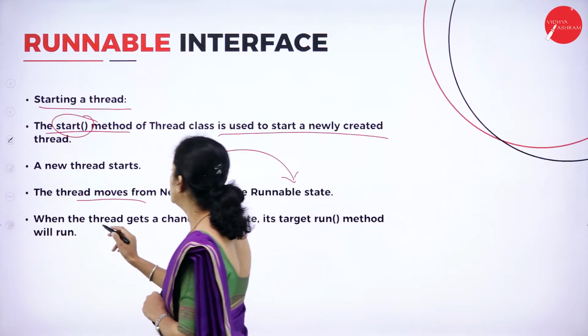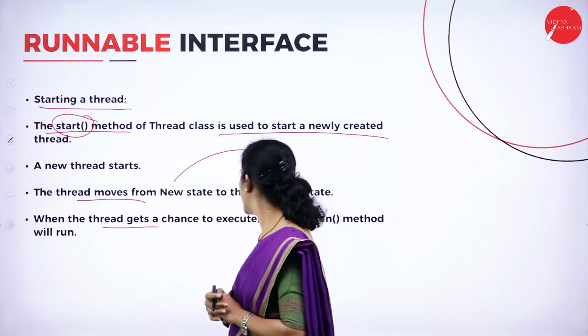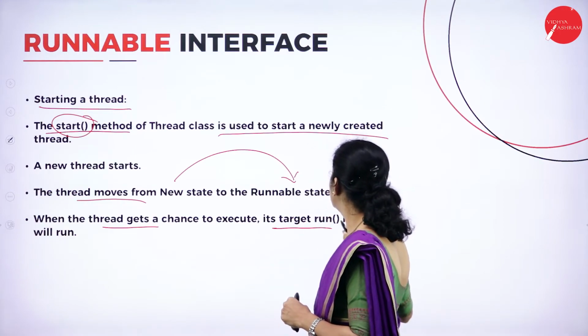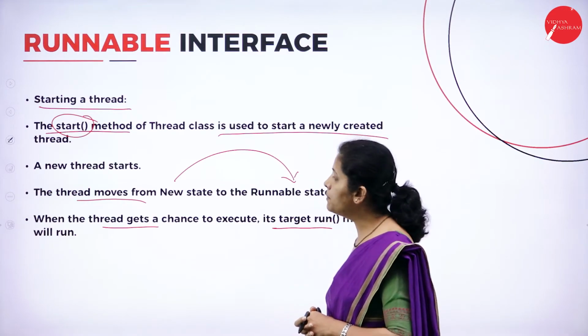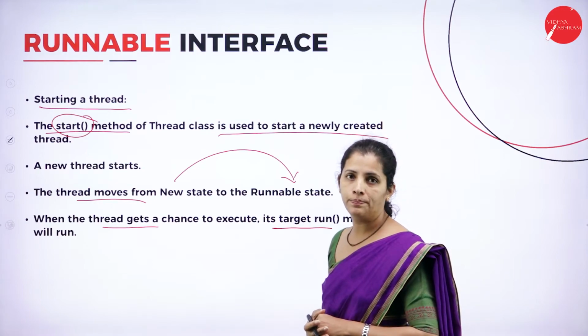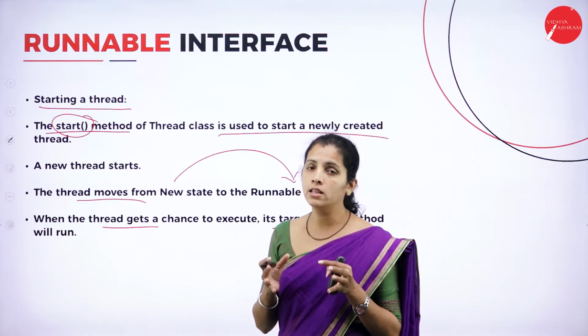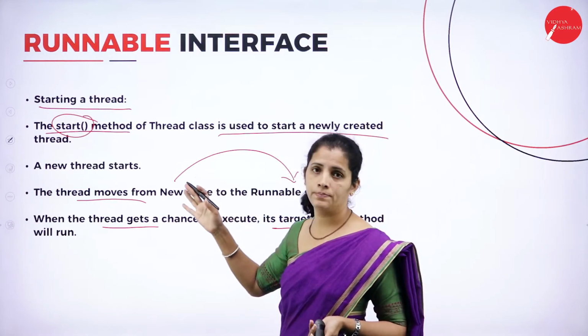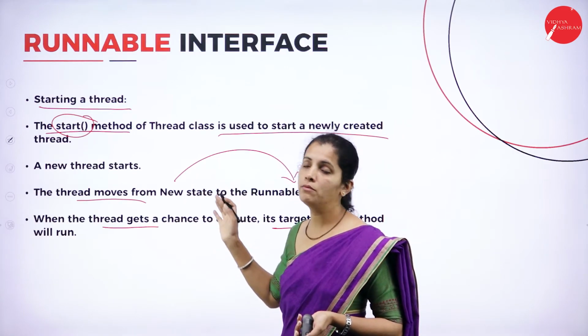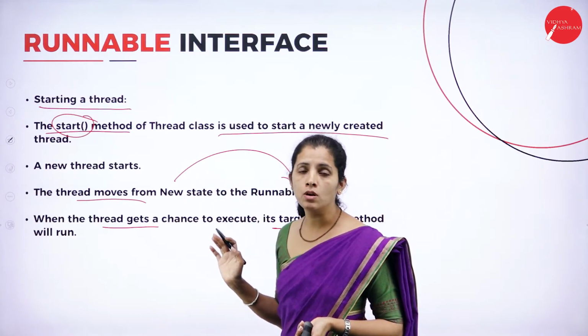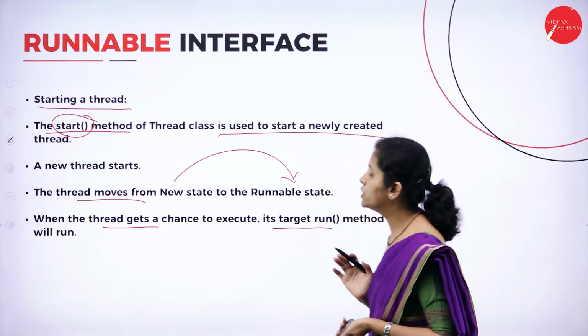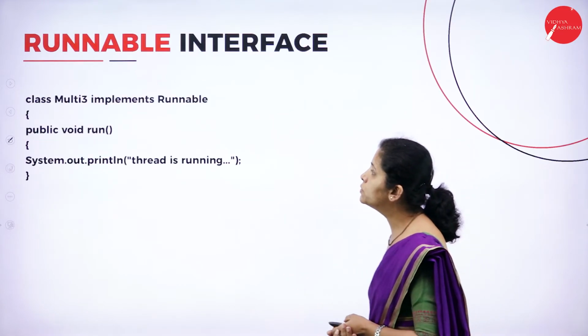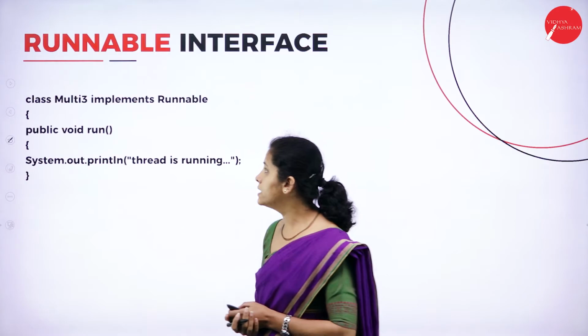So, when the thread gets a chance to execute, its target run method will run. Suppose I want to create a new thread, then it is start. After that, I'm going to invoke the run method to complete its execution. Now, let me take a simple example here.